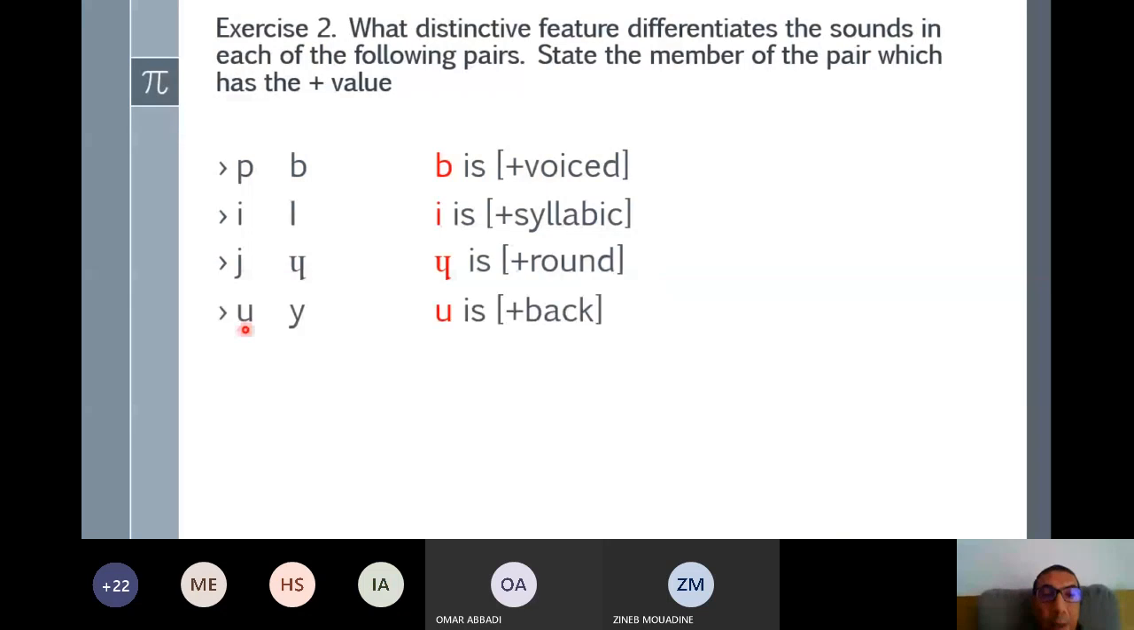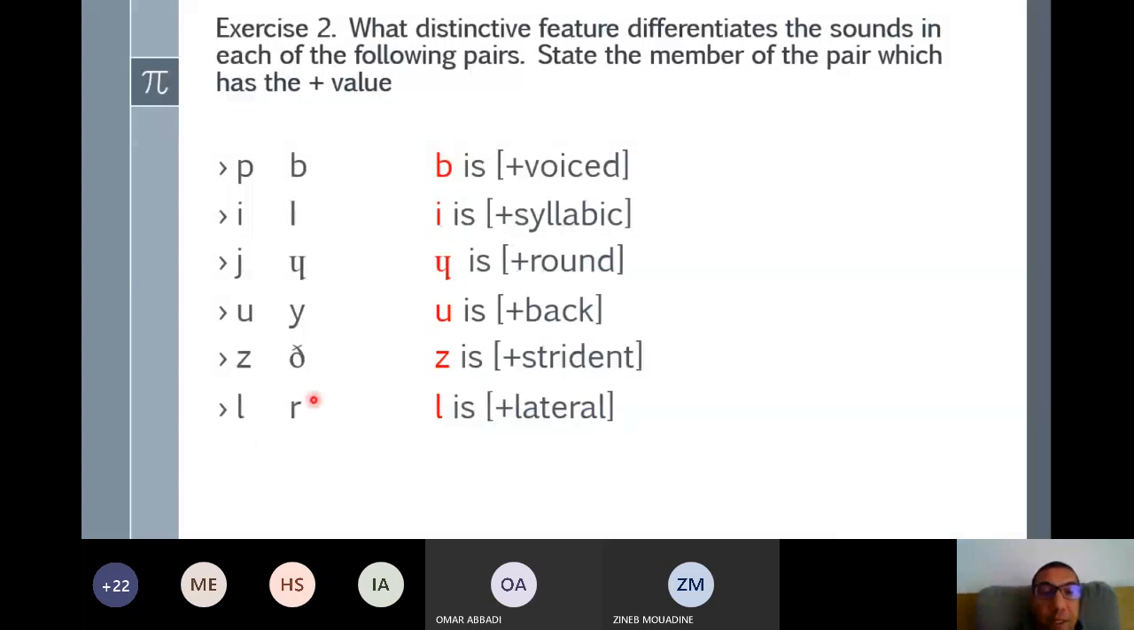The difference between u and u is that one is plus back. They are both round, however, one is back and the other is front. They are all voiced fricatives, but one is strident and the other is minus strident. Both are voiced liquids. However, l is plus lateral and r is minus lateral.